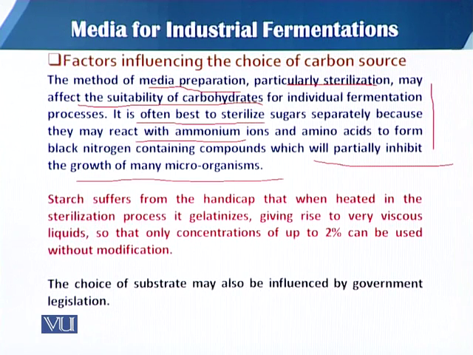If sterilized together with ammonium, it forms a black nitrogen-containing compound which partially inhibits the growth of many microorganisms. Sometimes when we sterilize glucose-like carbohydrates at 121 degrees Celsius by autoclaving, there is a chance of polymerization, so those carbohydrates become unavailable for the fermentation process.